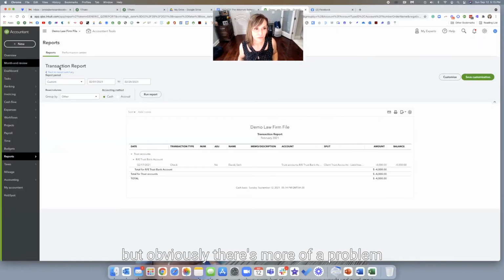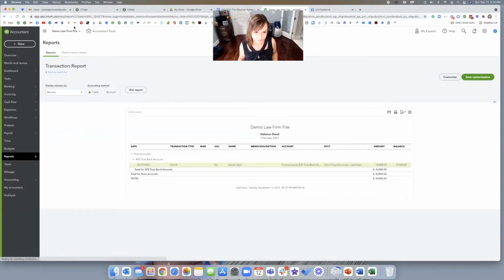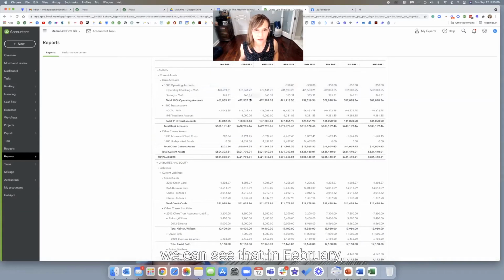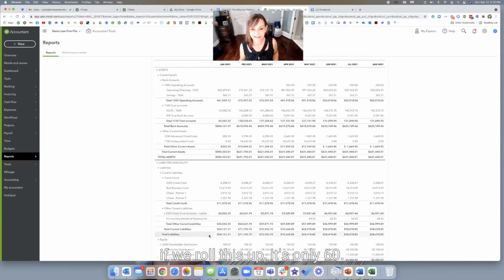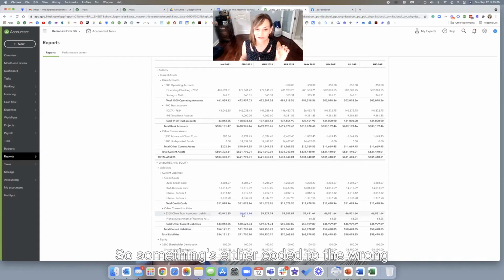But obviously there's more of a problem here, because as we come into February, we can see that in February, the trust account balance is 138,038. And as we come down here, if we roll this up, it's only 60. So we're off by like $80,000. So we're going to need to dig into the IOLTA to figure out what happened here, that this is so overstated, or what didn't happen here. It's really, really investigating what didn't happen in the trust, because we're only down to 60. So something's either coded to the wrong account, or it is not booked in properly.